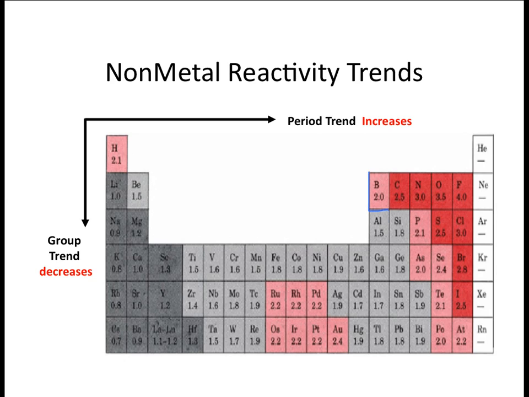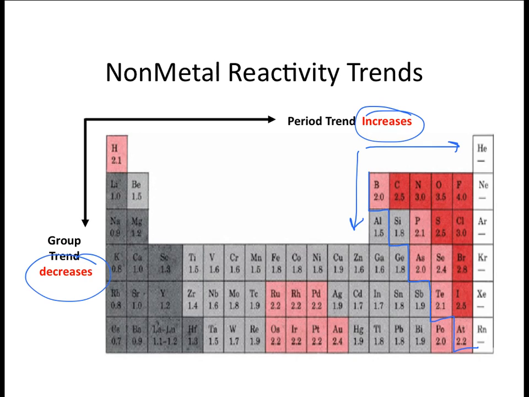Let's draw that staircase line in again, but this time let's look towards the right side. We'll find that the non-metal reactivity trend is opposite of the metal reactivity trend. As you go across, it's going to increase, and as you go down, it's going to decrease.